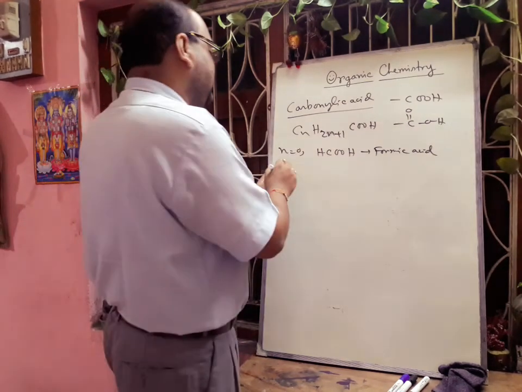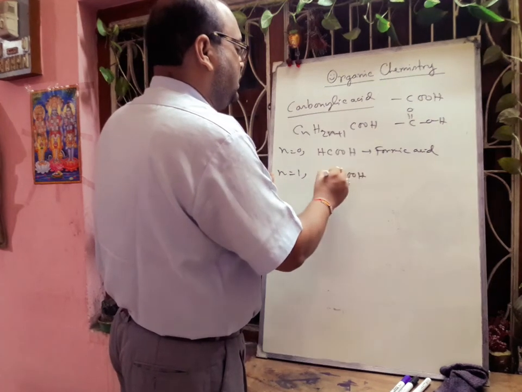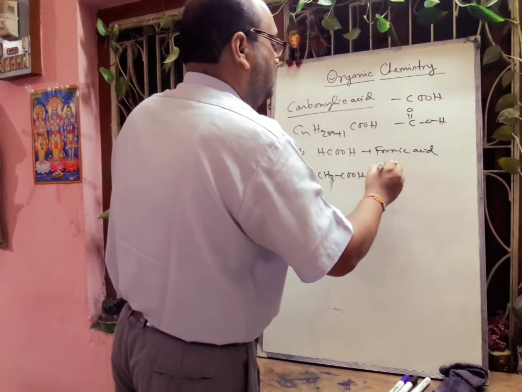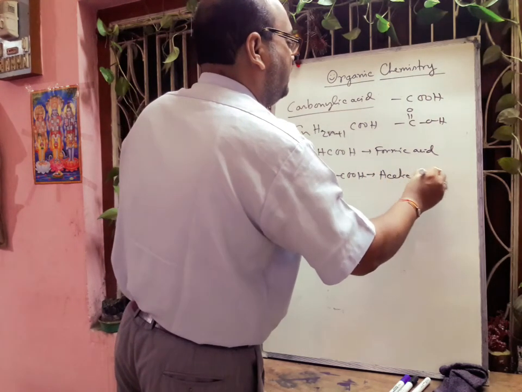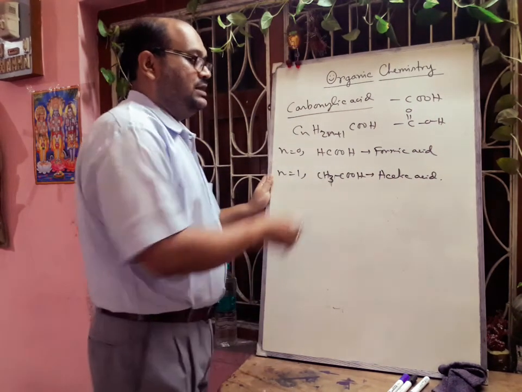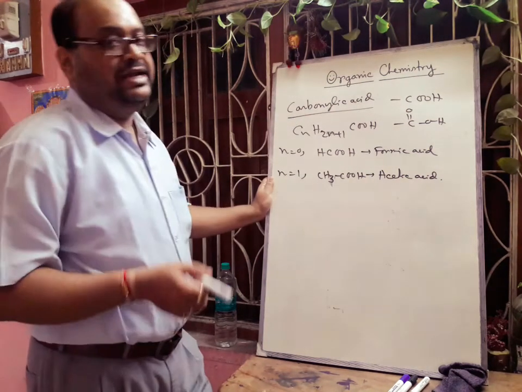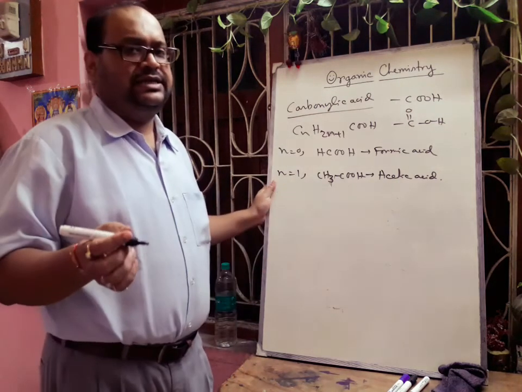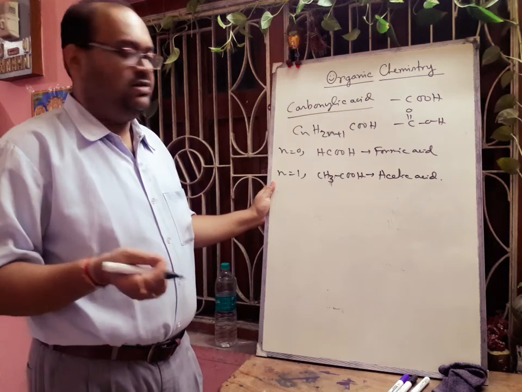When we put n is equal to 1, then we will get CH3COOH, and this common name is called vinegar or acetic acid. This acid is edible, but in concentrated form it is dangerous. That means it can cause death and blindness. But a small percentage of this acid we take as vinegar. It comes from the name acetum, that is called vinegar.